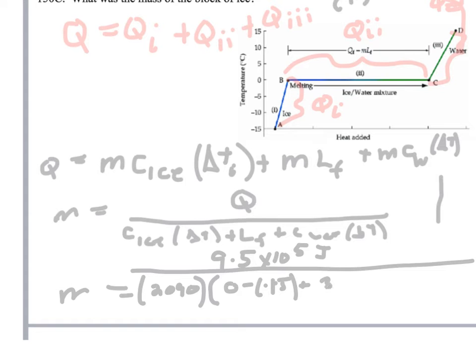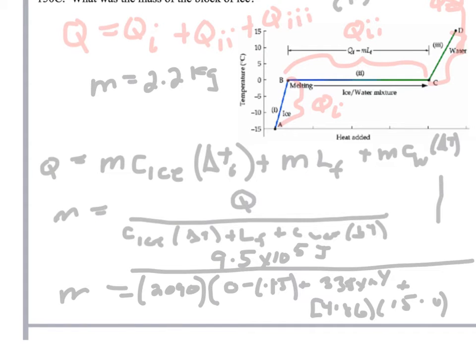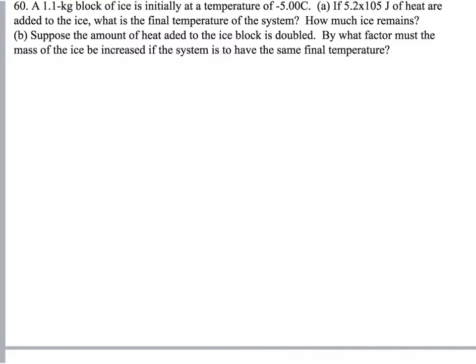Plus the latent heat of fusion of ice, which is 33.5 times 10 to the 4th. And then we're adding our specific heat of water and our temperature change. And the temperature change there is positive 15. That's your final minus your initial, which is 0. So our mass ends up being 2.2 kilograms for that one. So that's one little demonstration of using latent heat, and another example is this one.